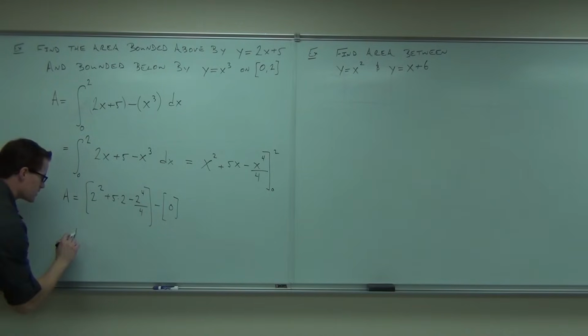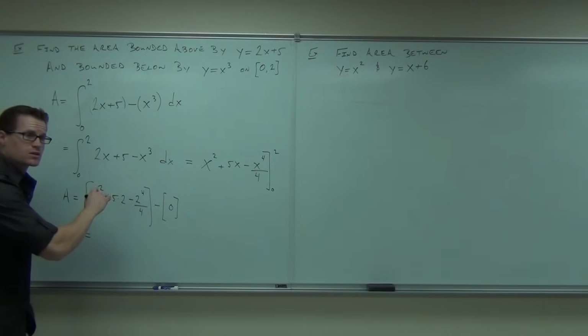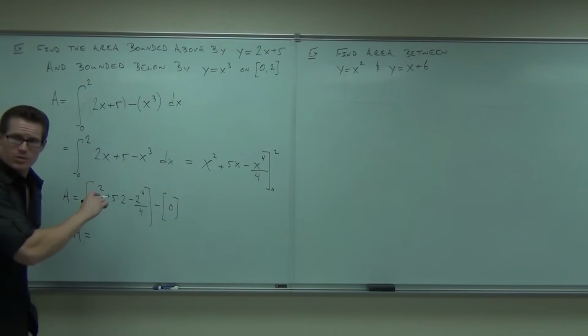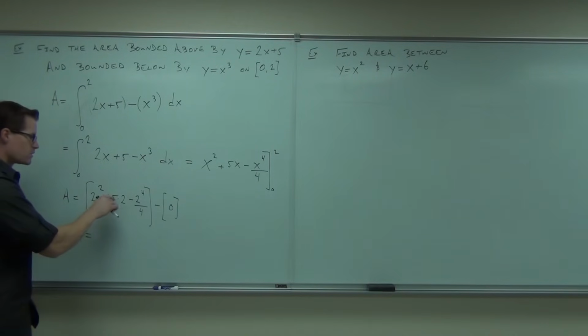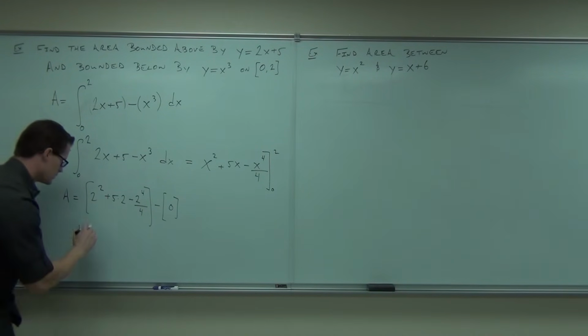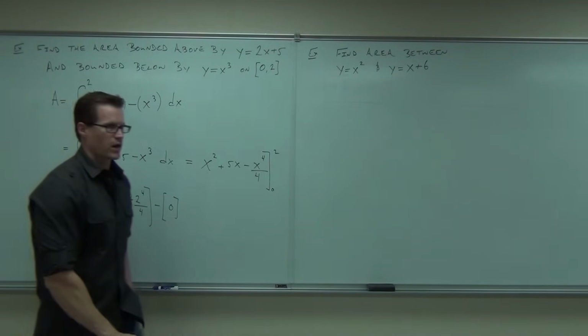So in our case, our area is going to give you, how much is all that? How much? 18. 18? More people got 18? 10. Oh, let's see. 4, 10, and 4. 10. Watch the negative. That subtracts 4.